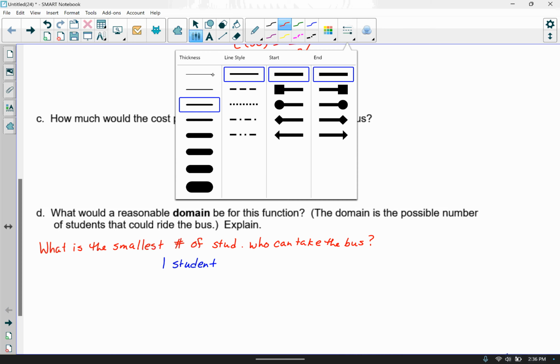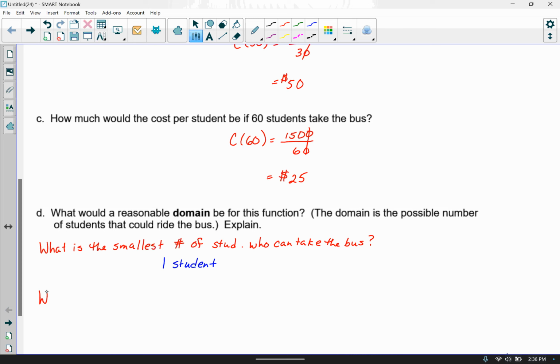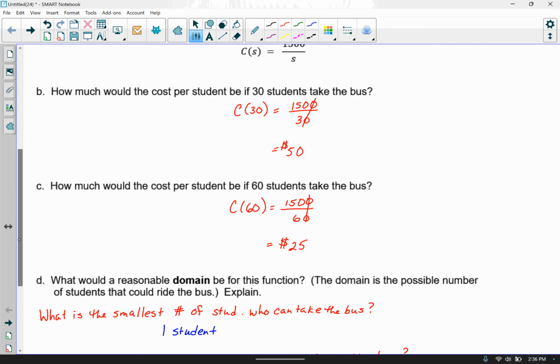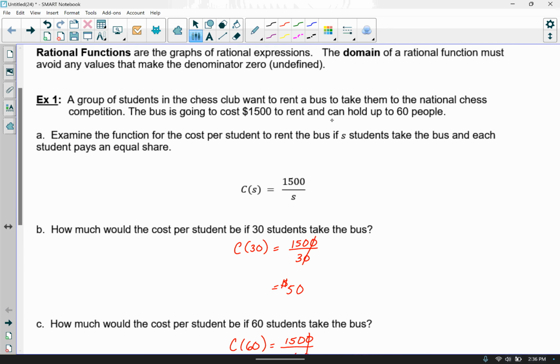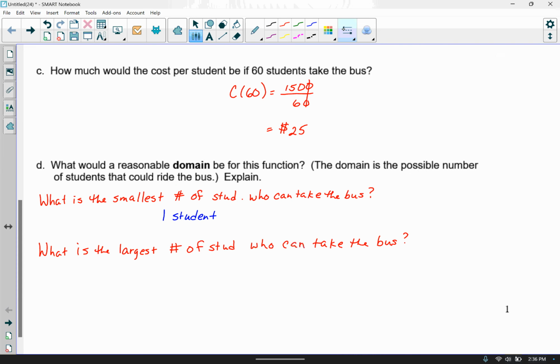All right, let's get you another question here. What is the maximum or largest number of students who can take the bus? And that was actually told to us at the very beginning of the problem. If you go back up and look, when the problem was first introduced, it told us that our bus is going to cost $1,500 to rent, and it can hold up to 60 people. So the maximum number of students then that I'm going to be able to take would be 60.